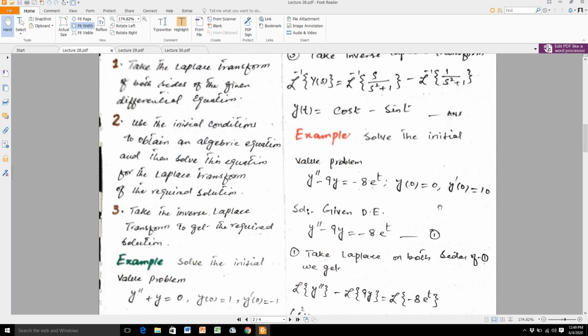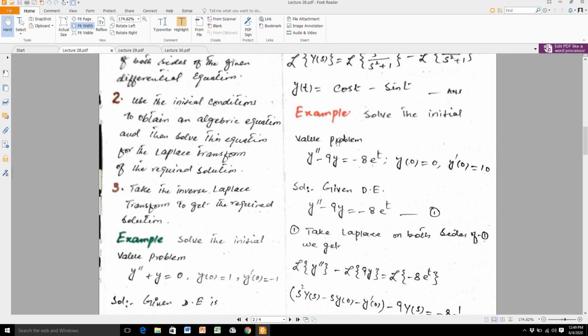Now we see the second example. Solve the initial value problem y double prime minus 9y is equal to minus 8 e raised to the power t, and the initial conditions are y of 0 is equal to 0 and y prime of 0 is equal to 10. Now we start our solution. The given differential equation is y double prime minus 9y is equal to minus 8 e raised to the power t, and say this is equation number 1.